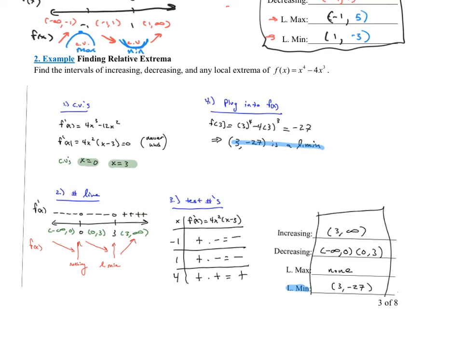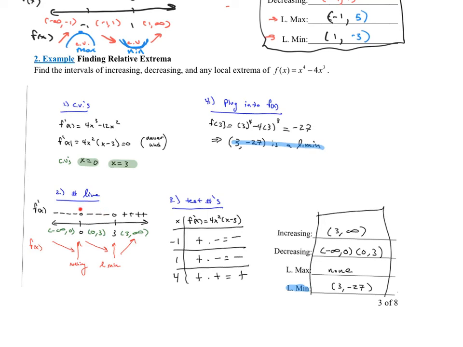So now I look at it. Anywhere where my derivative was negative, I'm decreasing. Anywhere my derivative is positive, I'm increasing. That gives me my answer for increasing and decreasing. It was increasing on the interval from 3 to infinity. It was decreasing on -infinity to 0, as well as the interval 0 to 3.